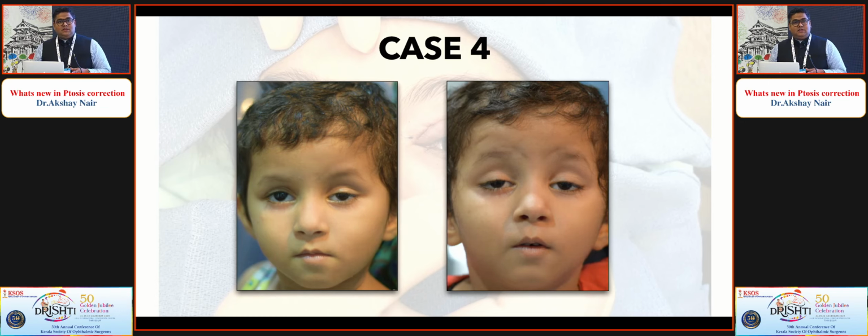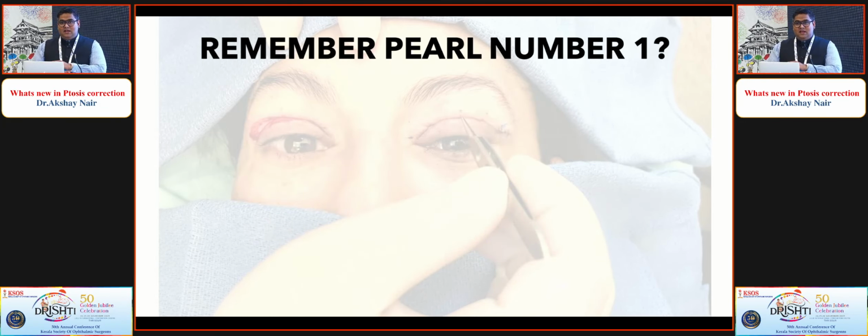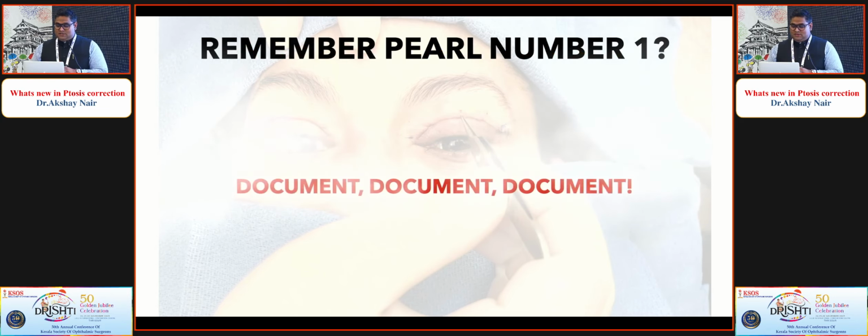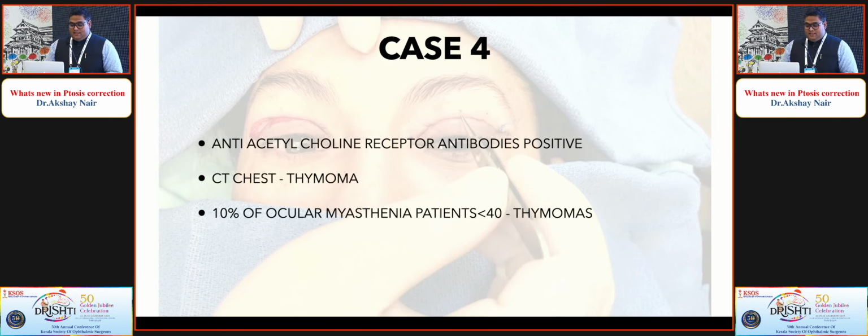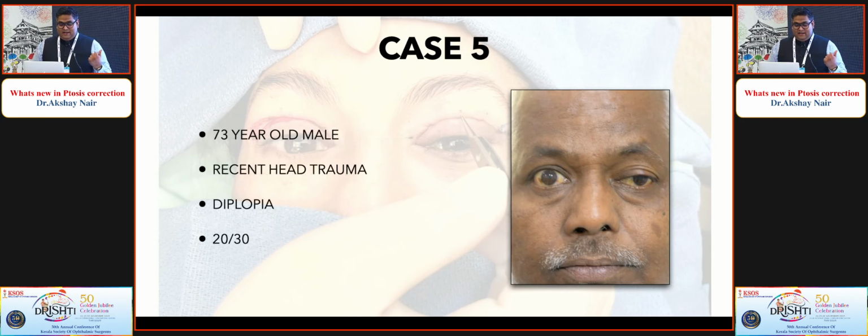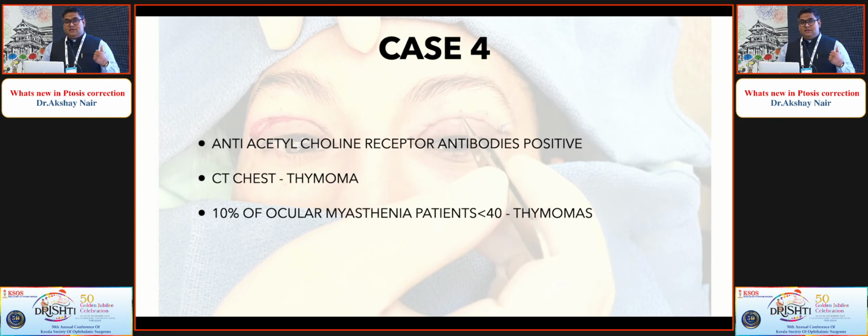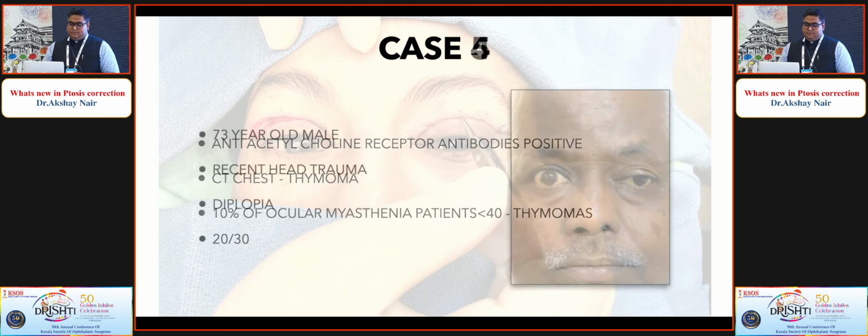So this is a case of myasthenia. Myasthenia does not have any restriction on age of presentation, eyelid of presentation, motility, ptosis. So going back to rule number 1, document. If I had not taken photographs, nobody would have believed. That child had a thymoma, which is why, 10% of all myasthenics under the age of 40 have thymoma. So if you have a child or an adolescent who's suspected of myasthenia, always get a CT chest.